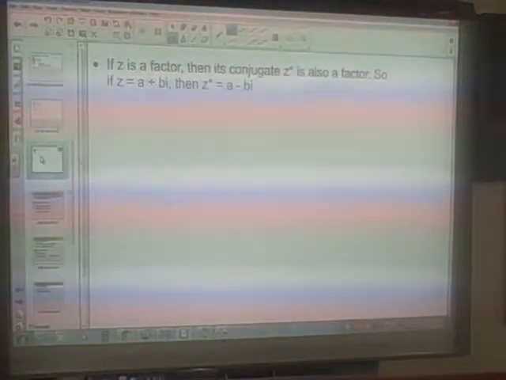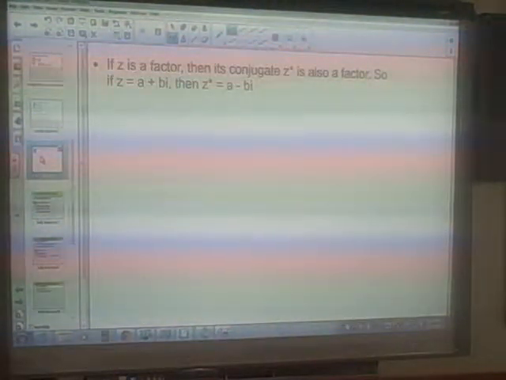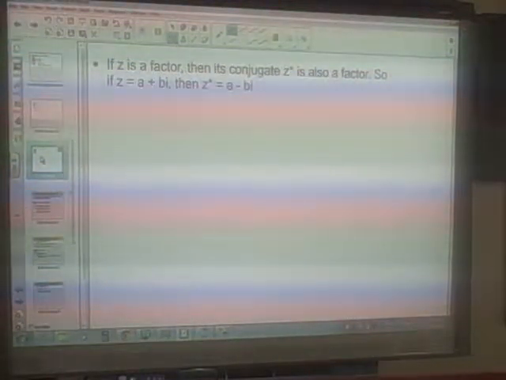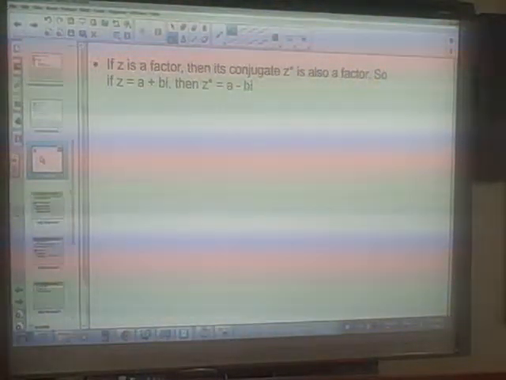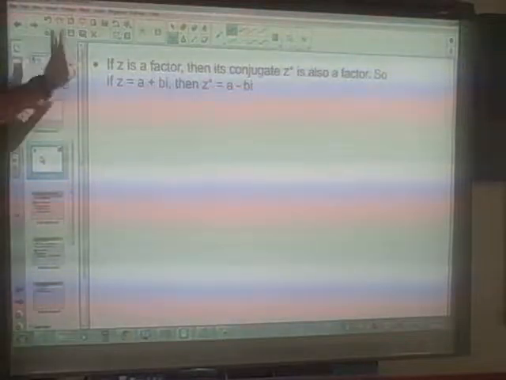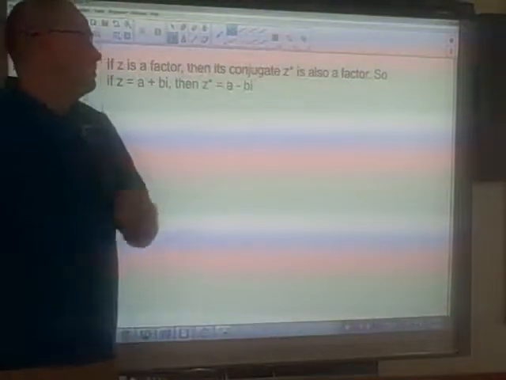Now we talked about this last lesson, but just a reminder, z is going to be a complex number, and z star is going to be the complex conjugate. So if z is a factor, then z star is also a factor.